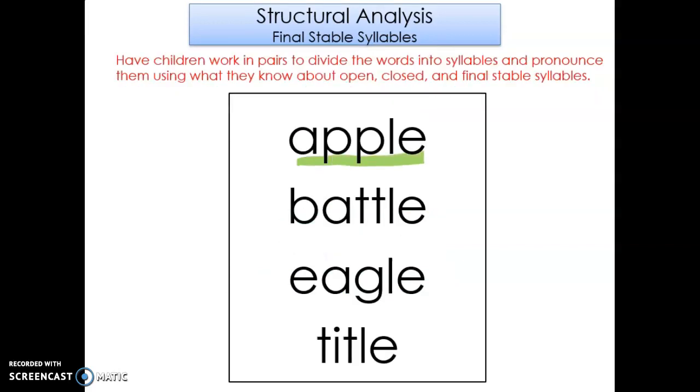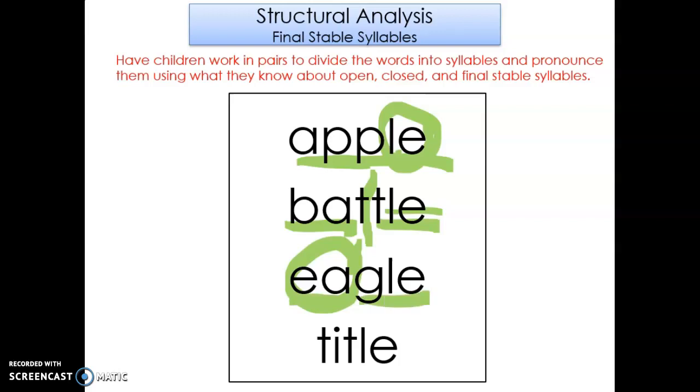This word is apple. Once again, we have that LE that says ul, so we have app-ul. Same thing here. We split in the consonants. Bat-ul. Eagle, E-gul, and this is a vowel team. EA says E, eagle. This word is tie-tul, and we split after the I, in between the I and the T, which makes the I say its name because it's an open syllable.